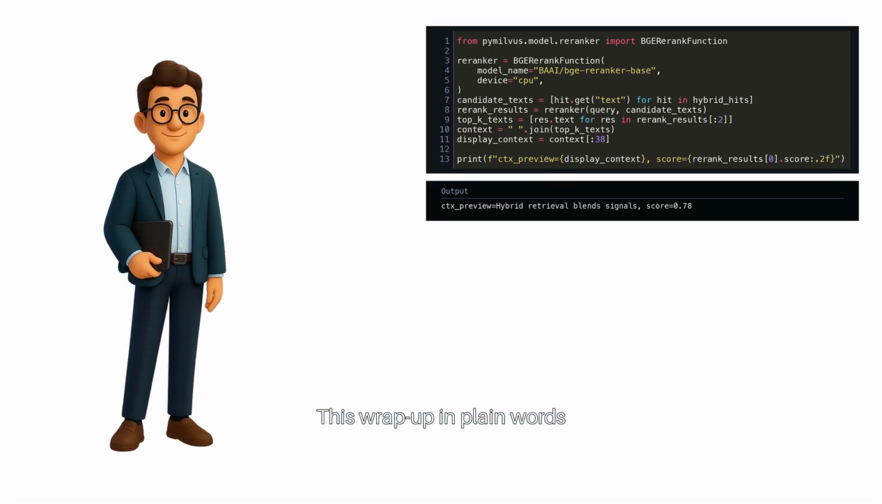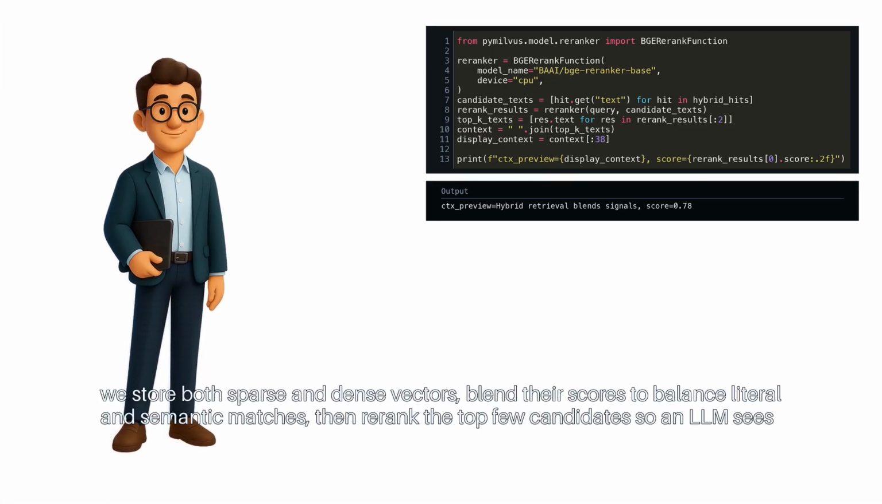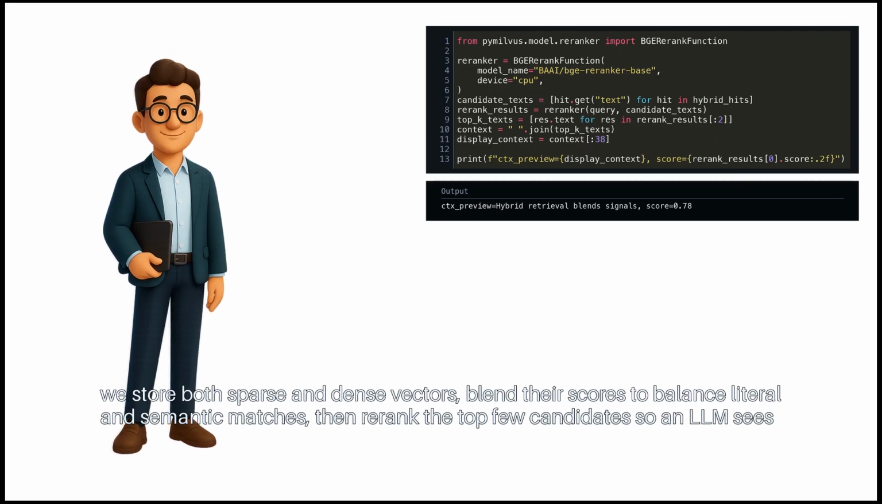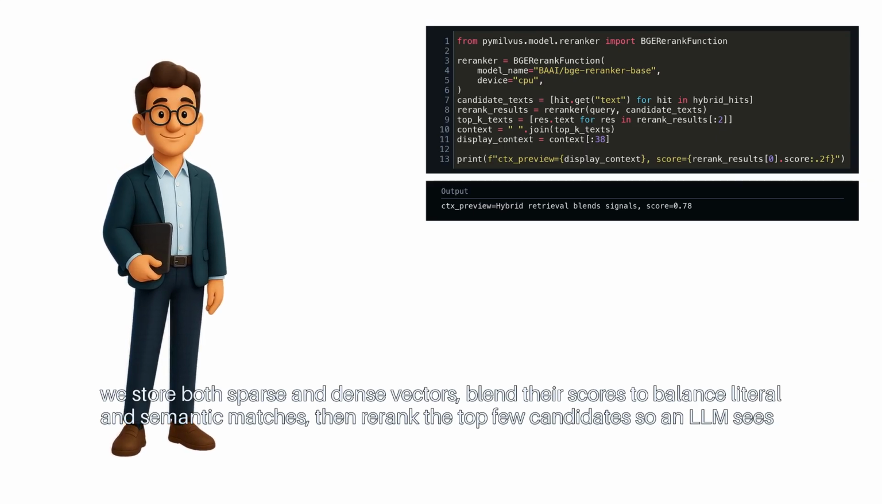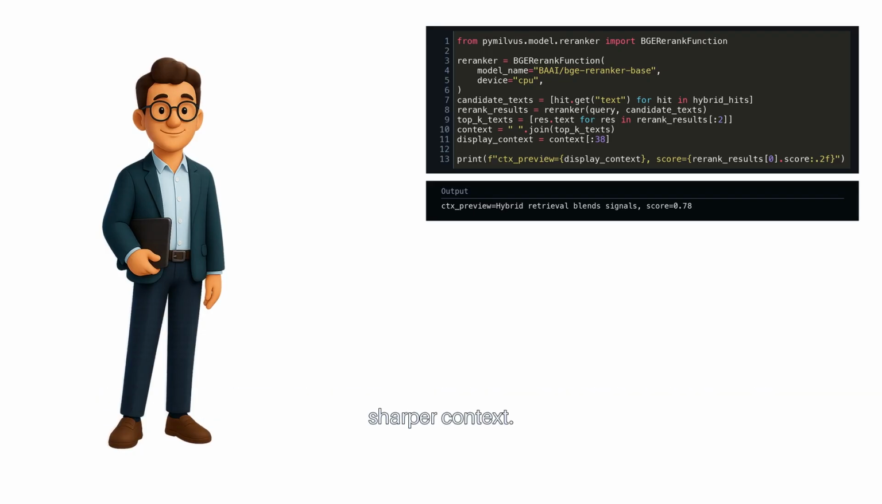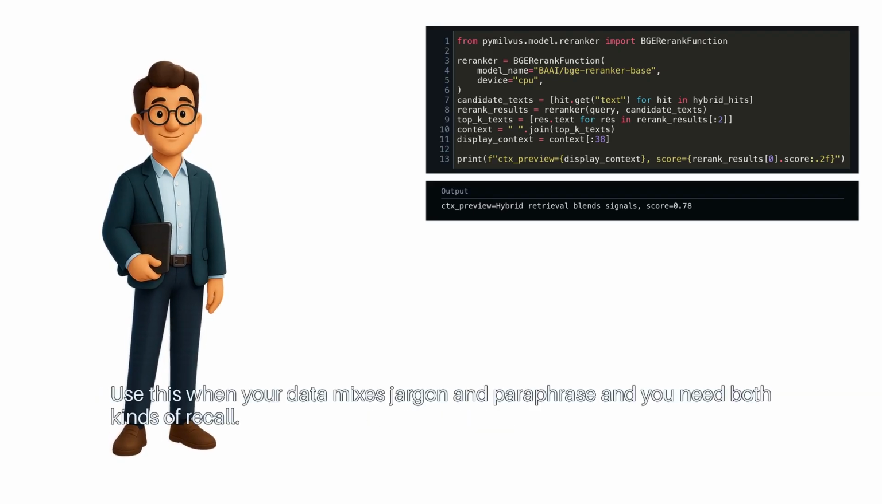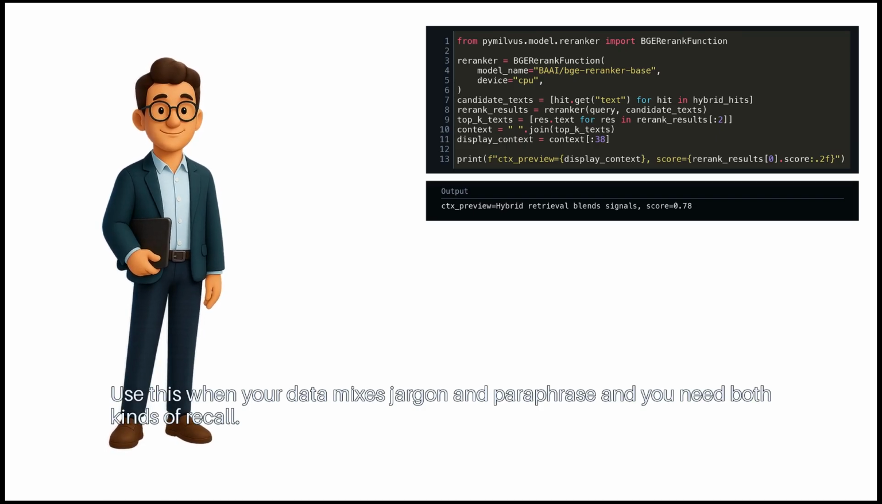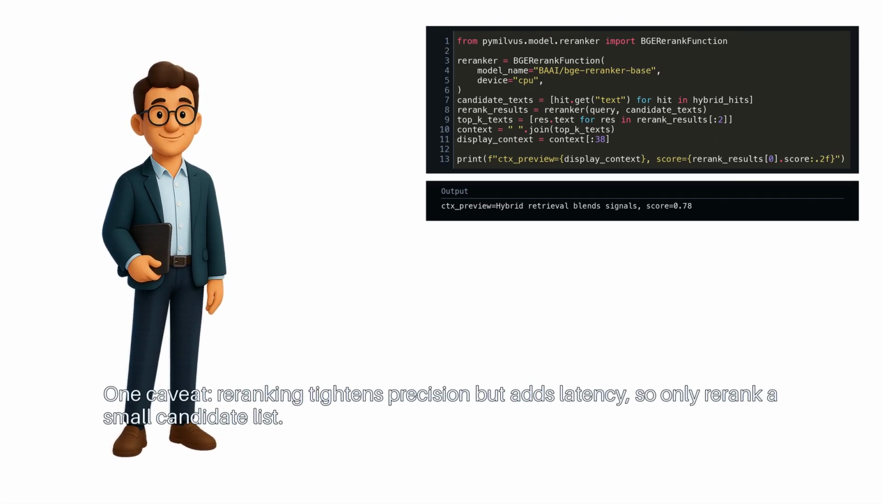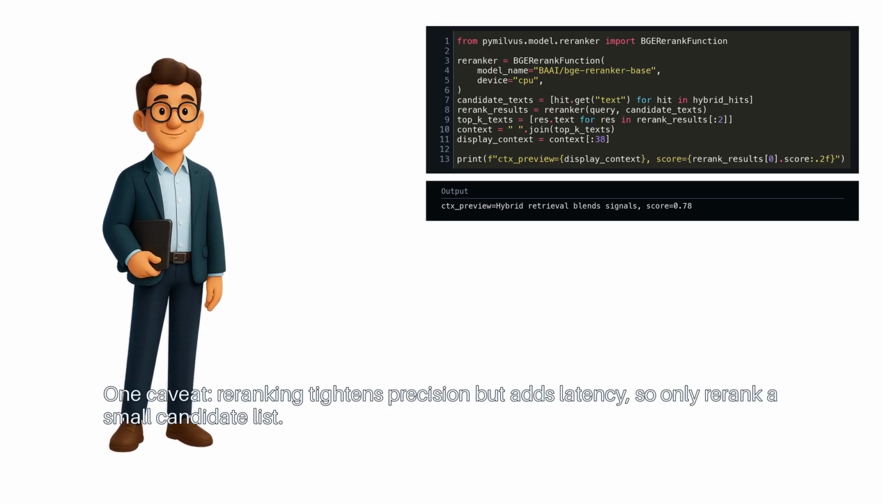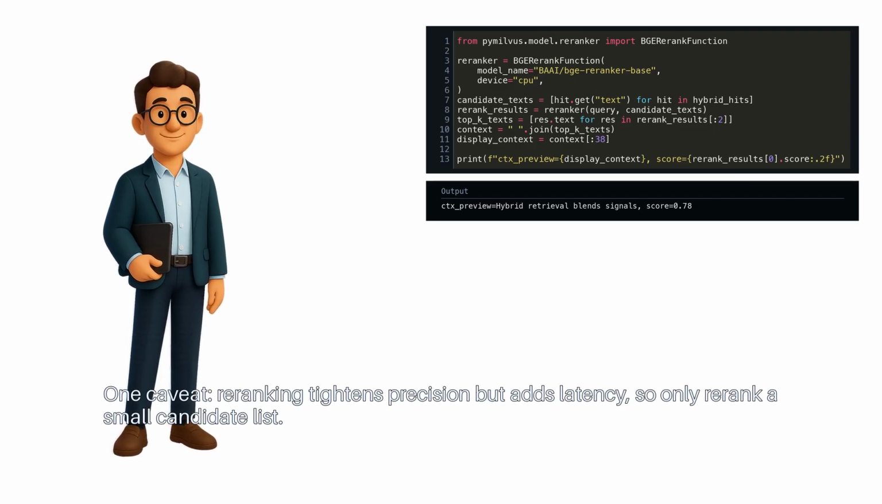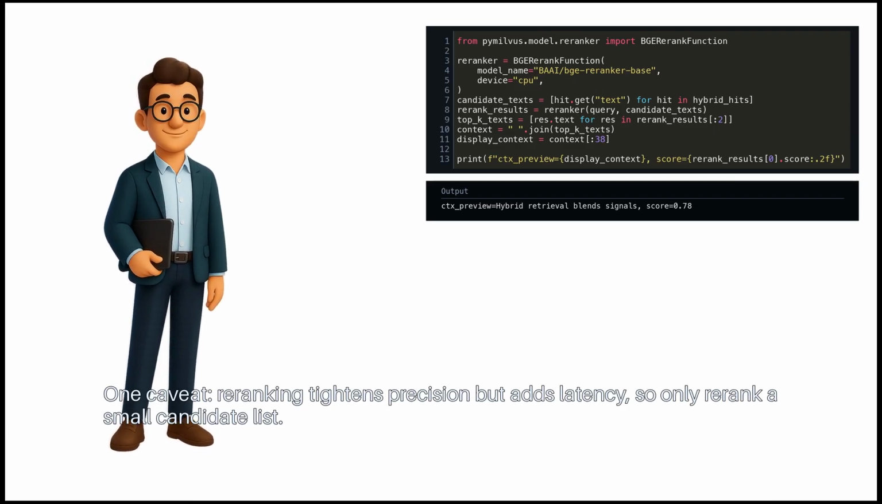This wrap-up, in plain words: we store both sparse and dense vectors, blend their scores to balance literal and semantic matches, then re-rank the top few candidates so an LLM sees sharper context. Use this when your data mixes jargon and paraphrase and you need both kinds of recall. One caveat: re-ranking tightens precision, but adds latency, so only re-rank a small candidate list.